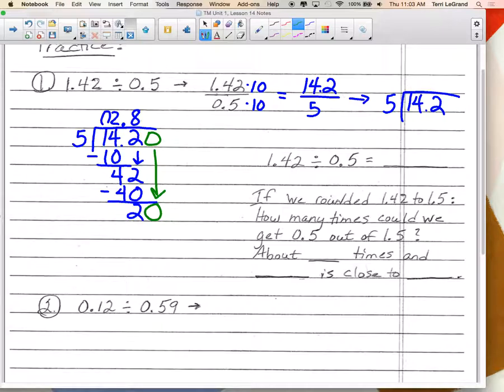How many 5s can you take out of 20? 4, so I put a 4 up here. 4 times 5 is? 20. 20 take away 20 is? 0. We're done, aren't we? Okay. So our answer, the quotient, is 0.284, which we could clean up and make 2 and 84 hundredths. Good job.